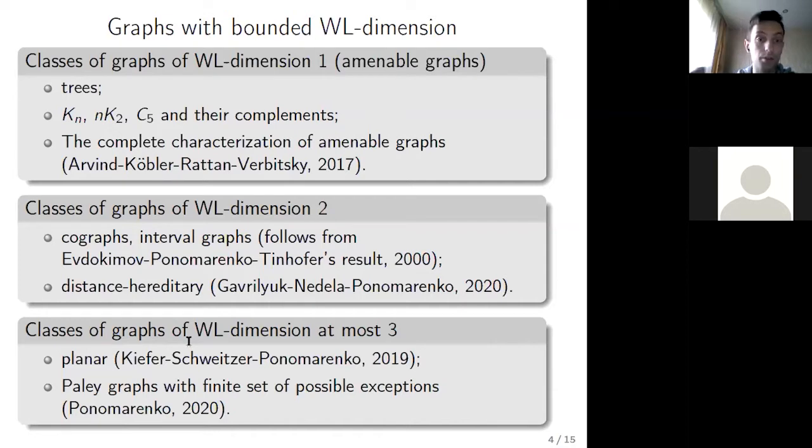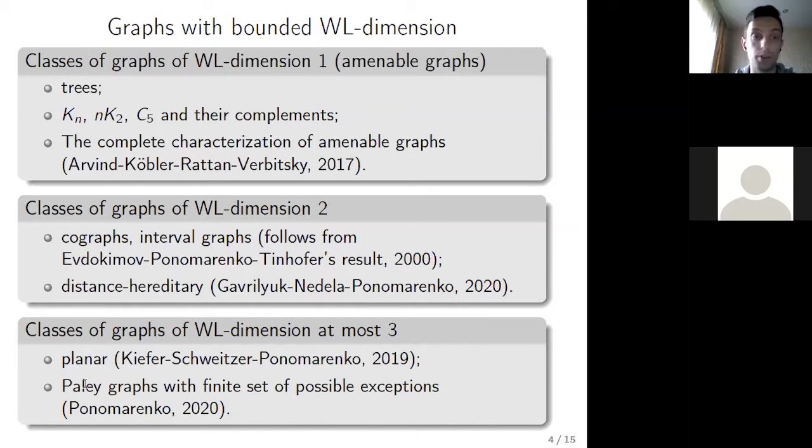For some classes of graphs, it is known that their Weisfeiler-Leman dimension is at most 3. It is known for planar graphs. This was proved by Kiefer, Ponomarenko, and Schweitzer. And also recently it was proved by Ilya Ponomarenko that Paley graphs, with a finite set of possible exceptions, have Weisfeiler-Leman dimension at most 3.